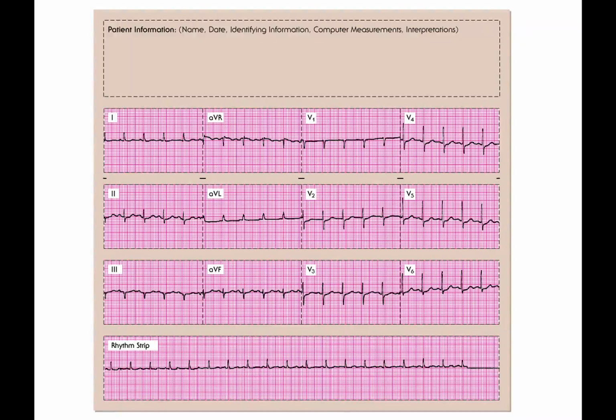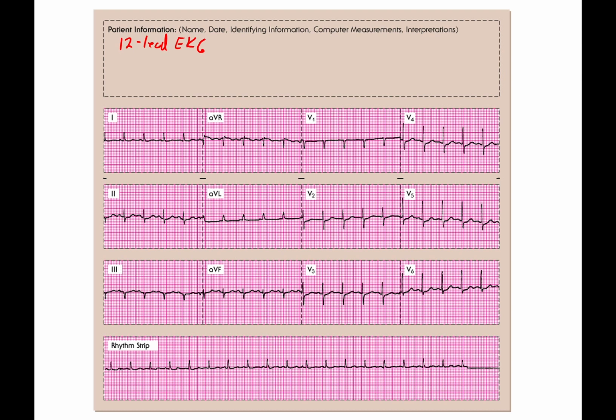All right, gang, picking up where we left off. This is a 12 lead EKG. Important things about the layout.